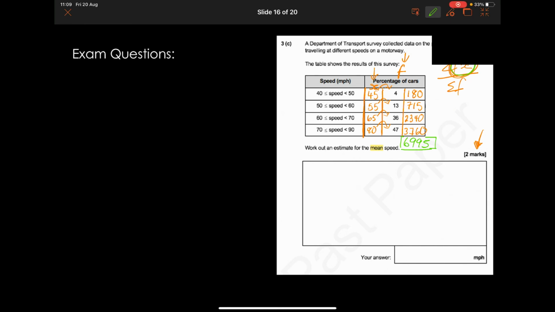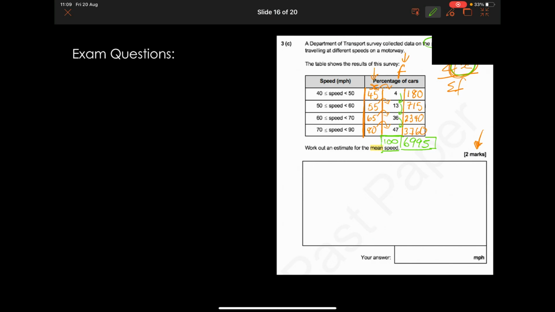So we've got 6,995 for our total. And then for our f column, our sum of our f column is here. If we add all them together, it gives us 100. Okay, I know that because it says percentage anyway, and percentage is always out of 100. But if you want to check, you can add them all together.